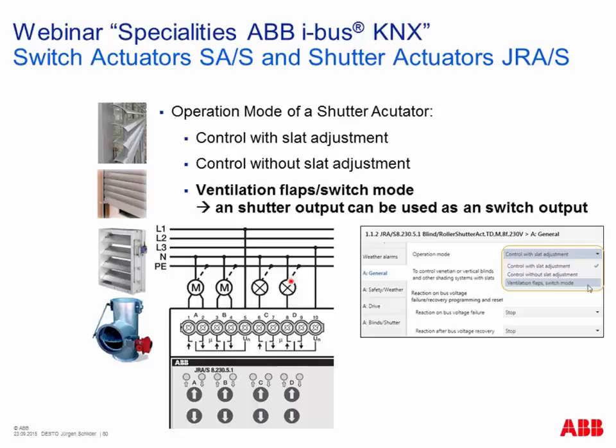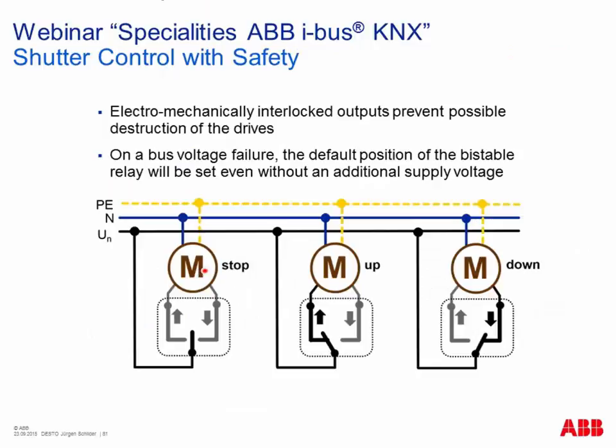So it is possible to use a shutter output as a switch output. But a switch actuator for shutter application, this is not possible. How and why? Because to control a shutter motor, we have here the input for driving up and for driving down. And in our shutter actuator, we have relays inside which are mechanically interlocked. So it cannot be possible that the motor gets energy at the same time for driving up and down. And when you use a switch actuator, like competitors have it, then it can happen that the motor can get energy for up and down. But here with the ABB devices, it is not possible.